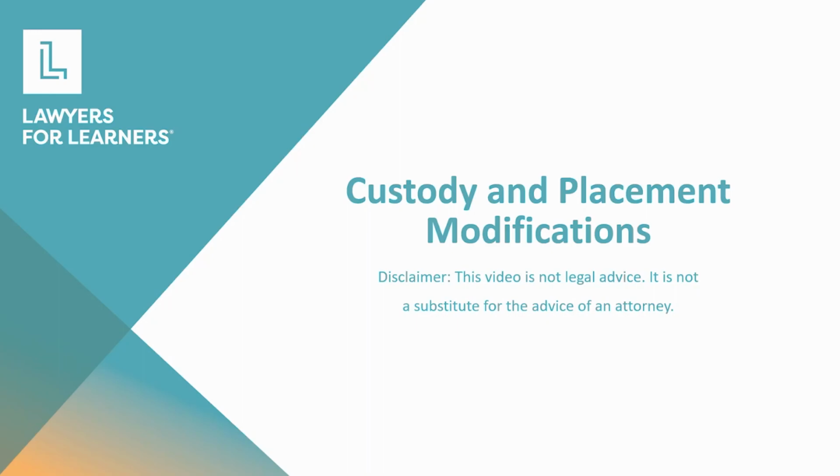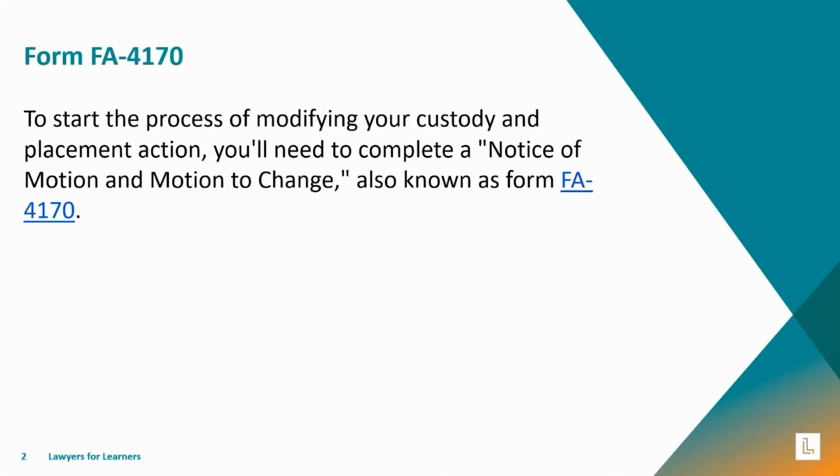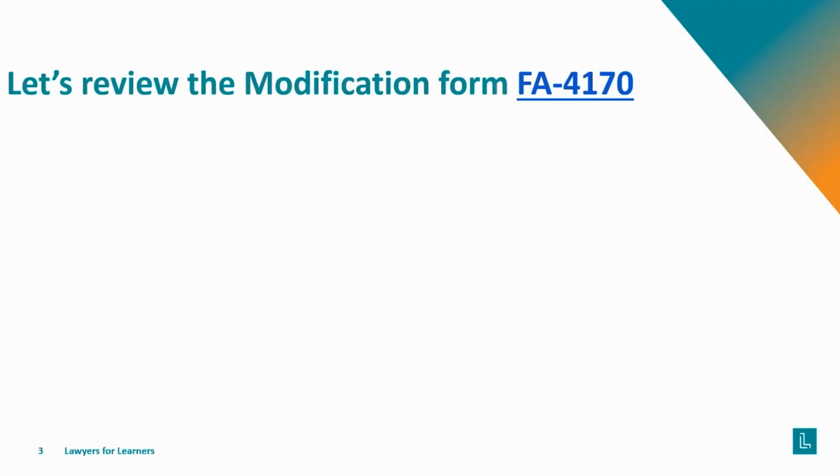in this series. To start the process, you'll need to complete a notice of motion and motion to change, also known as Form FA 4170. This form notifies the other party that you are seeking changes to custody and placement agreements. You can find more detailed instructions about a motion to modify custody and placement at the link below. This document was developed for Dane County, Wisconsin, but it may be helpful when filing in other counties. Just be sure to check with other counties about their specific procedures.